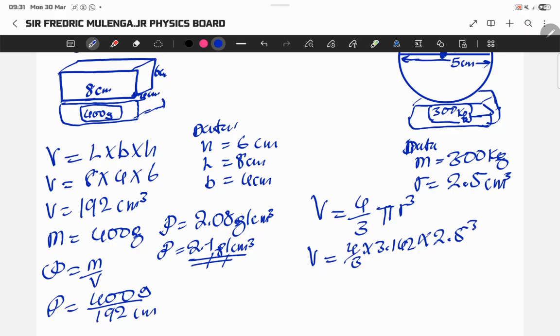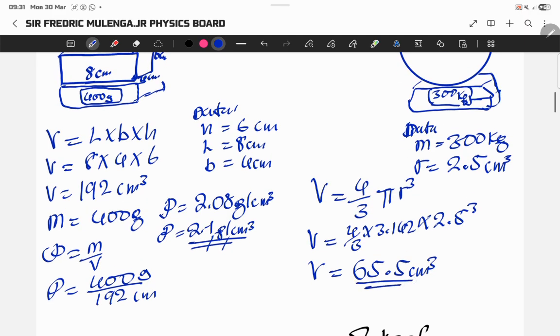So let's go ahead and find that. Punch on your calculator: 4/3 times pi times 2.5 cubed. So I found the volume to be 65.5 centimeter cubed, rounded off.